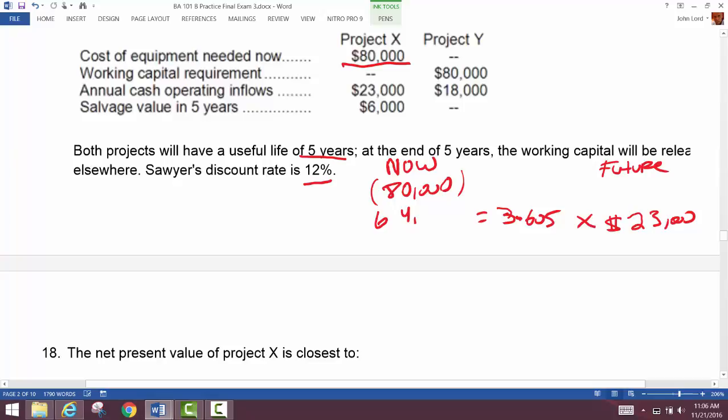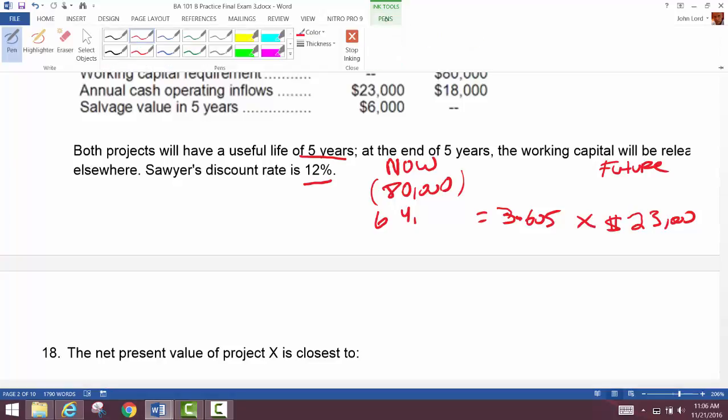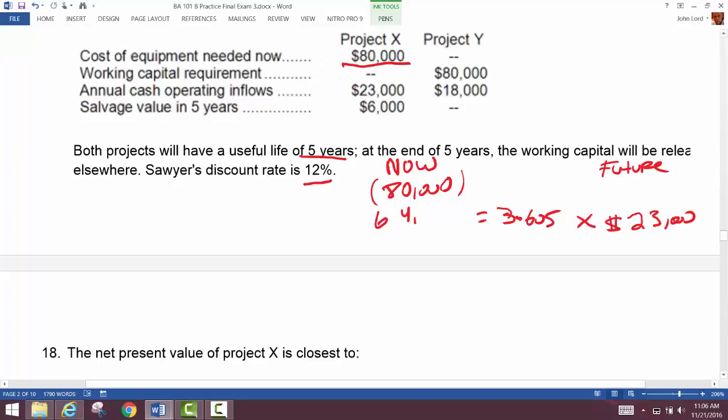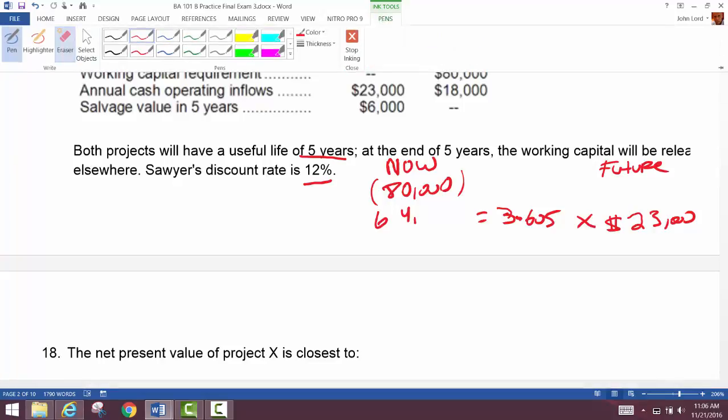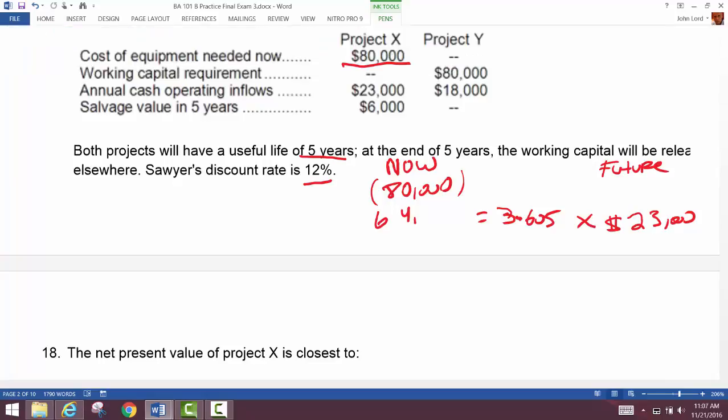No, 82,915, right? Did I do my multiplication right here? How much is it? 82,915. That's an inflow, isn't it?